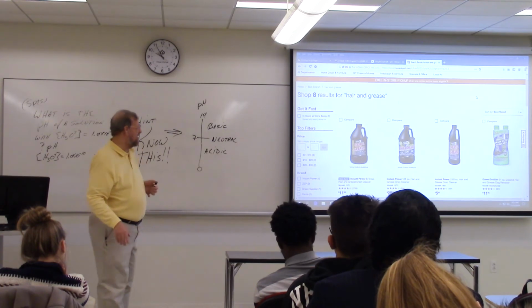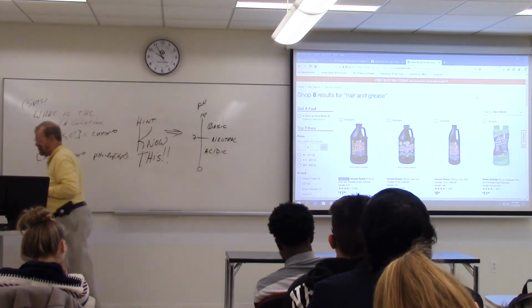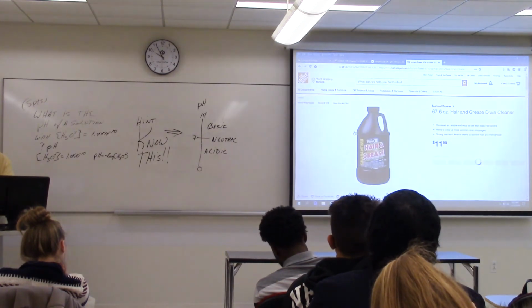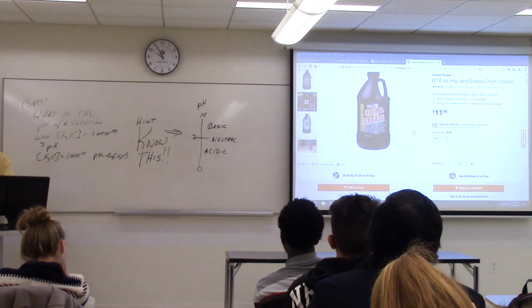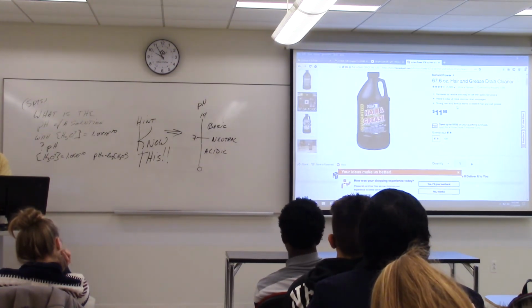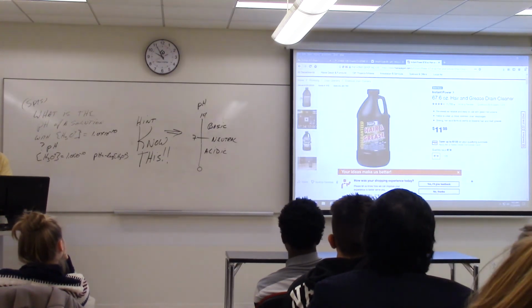Without even thinking, he said, that one, that one. I picked up the bottle, and if you look at the back, it says sodium and potassium hydroxide. Let's see if they have a label here. Well, here it says in the guide, non-acid formula. Well, it's got base in there, and I don't see the label here.